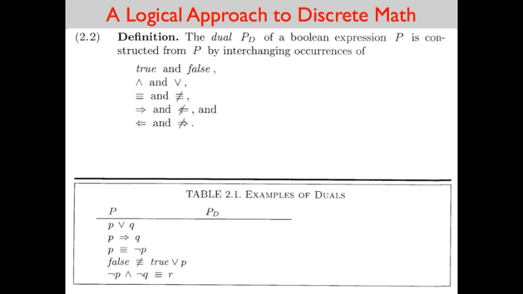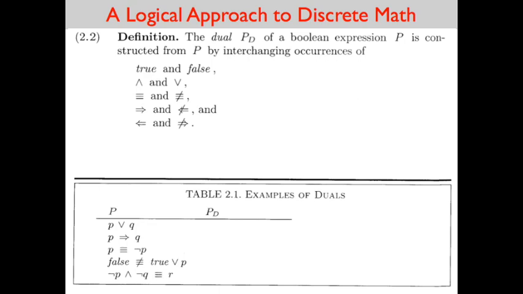The recipe is you take your original P, and everywhere there's a true, you make it false, and everywhere there's a false, you make it true. Easy enough, huh? And everywhere there's an and, you make it an or, and everywhere there's an or, you make it an and. And everywhere there's an equivales, you make it not equivales, and everywhere there's a not equivales, you make it an equivales.